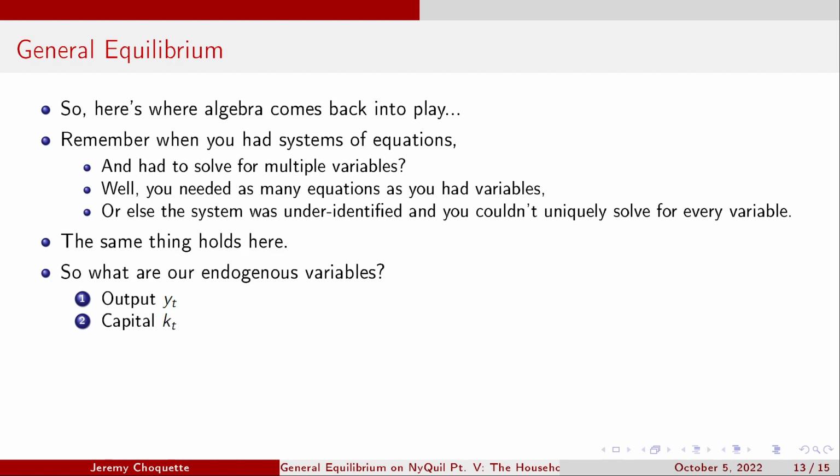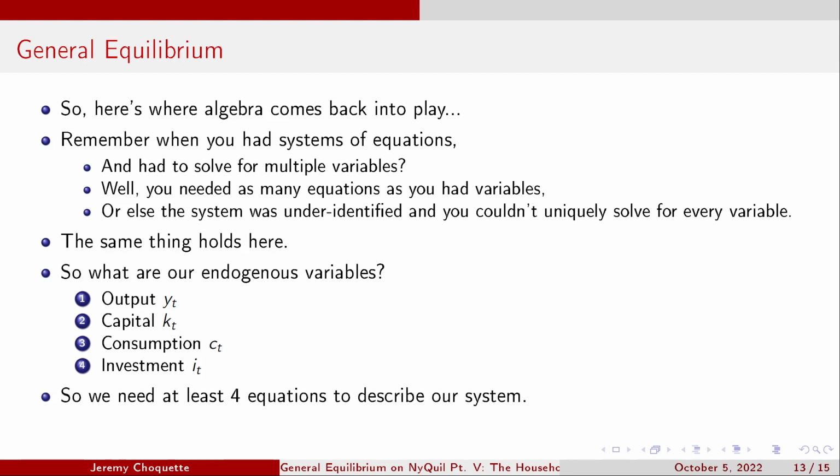So what are the endogenous variables? We got output, we got capital, we have consumption, and investment. So it means we need at least 4 equations to describe our system. Now, our exogenous variables, however, are A, our total factor productivity, alpha, delta, and rho. Remember, alpha is capital's share of income. Delta is the rate of depreciation, and rho is a measure of how impatient you are.